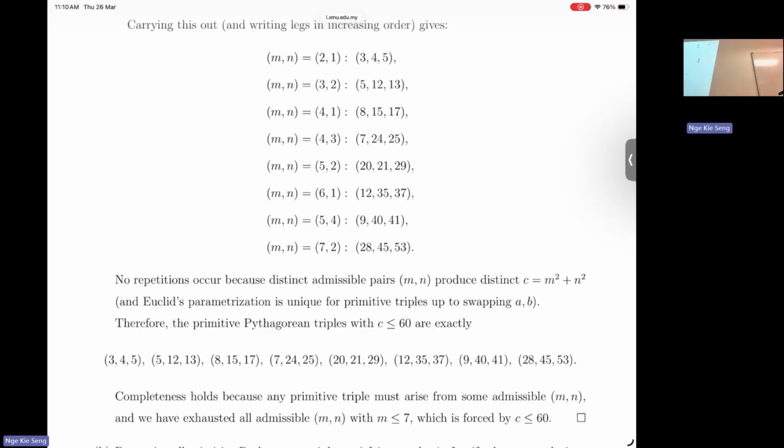Why is it enough to just consider the primitive ones and then all the multiples? Because if you have a Pythagorean triple whose GCD is d, you can always reduce it to the primitive one. So it's enough to consider the primitive ones and their multiples. They will cover all of them. Otherwise, you can just divide by the GCD, d, and get back to the primitive one. But in this case, you just care about primitive, so no need to care about multiples. The question just asks about primitive.